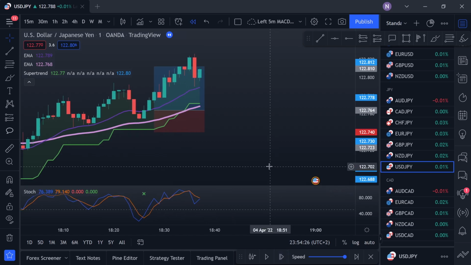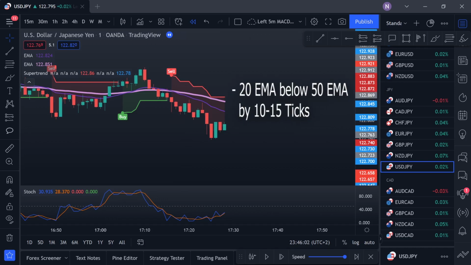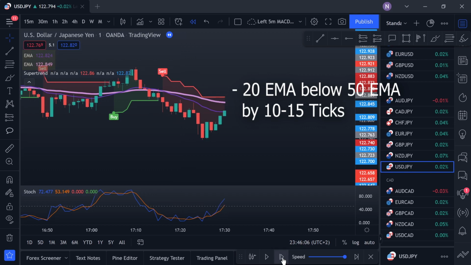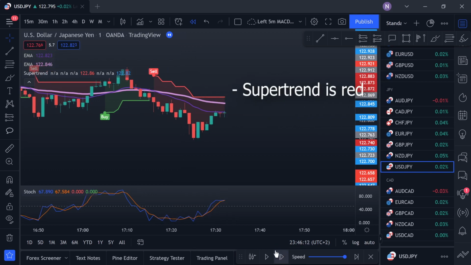Now let's quickly review the strategy on a short position. Price needs to be below the 50 EMA. The 20 EMA needs to be below the 50 EMA by at least 10 to 15 ticks. The Supertrend needs to be red.